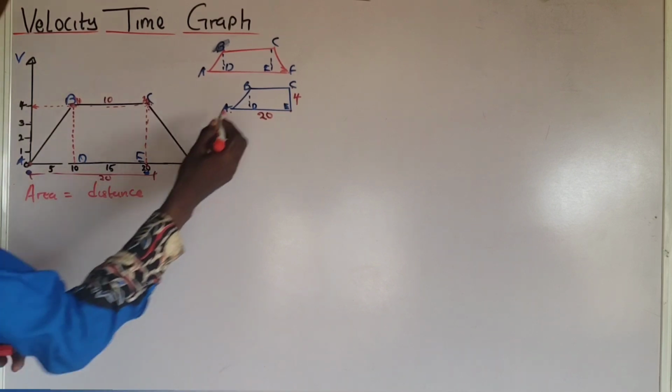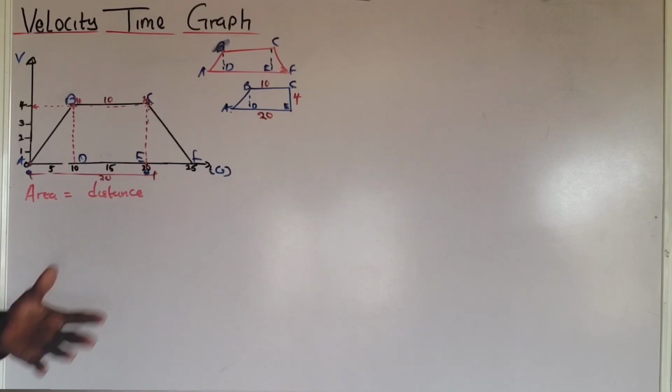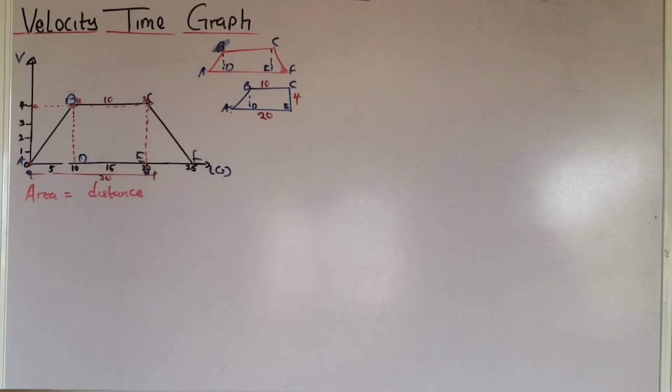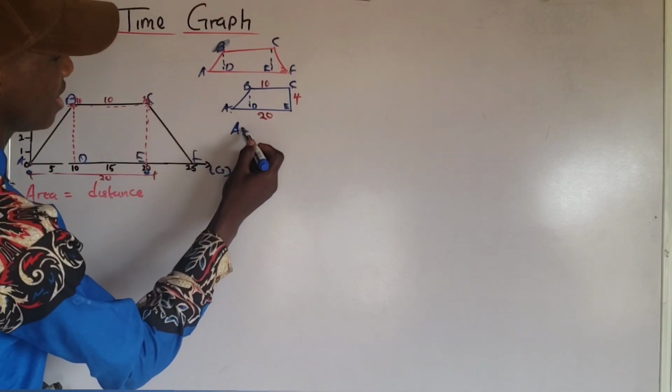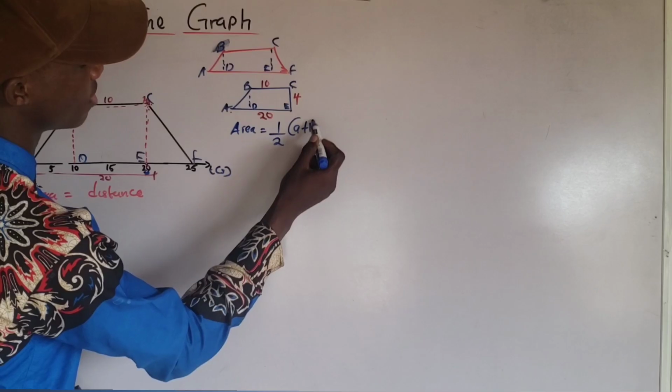Okay? Now I'm going to have 10 in this place. Now I've gotten all the sides that I need to determine the distance that the body traveled in the first 20 seconds. All I need to do is just take the area of this trapezium. You understand? And the area of the trapezium is given by this formula. Area is equals to half A plus B multiplied by height.